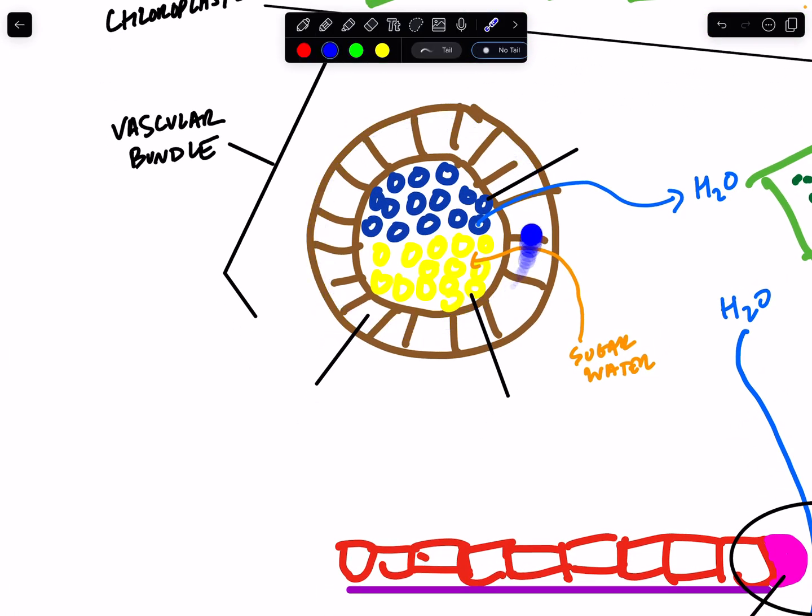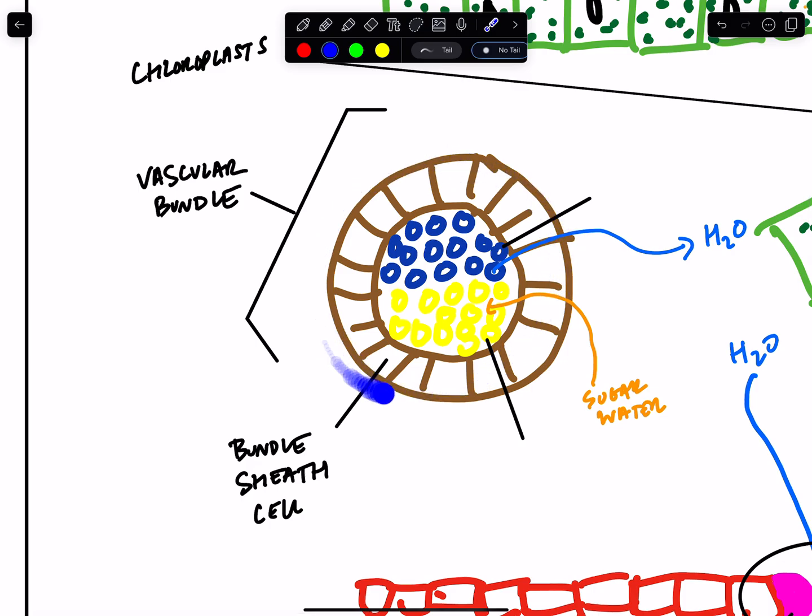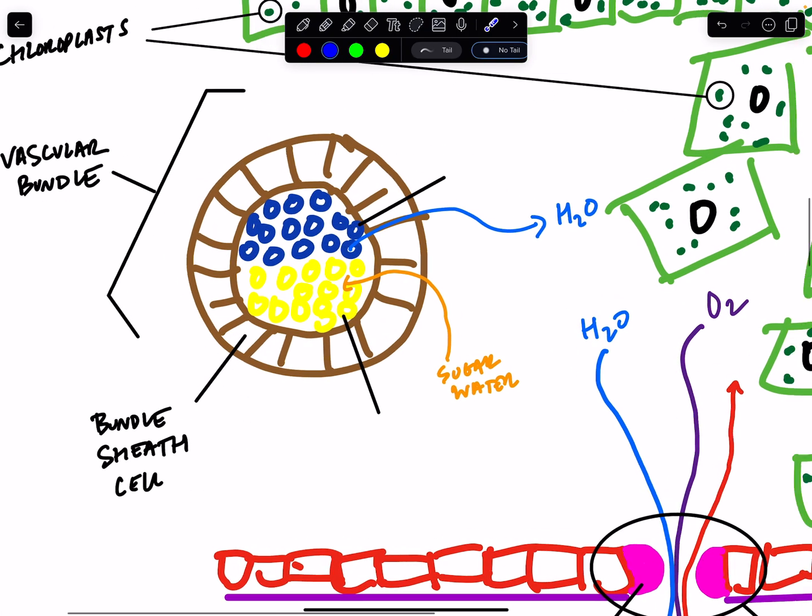So the brown cells around the outside are called the bundle sheath cells. And they're just like the walls of the plant vascular system. And there are two types of cells within the bundle sheath cells. The first is called the xylem. The xylem is the structure. It's these tiny little tubes, and it's really, really small. And it is the structure that's responsible for bringing water from the roots up to the leaves.